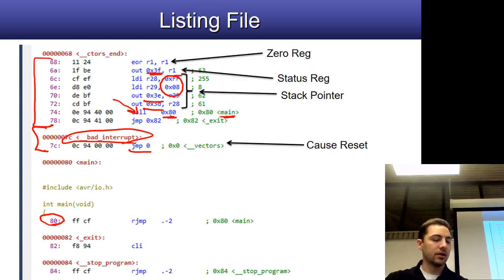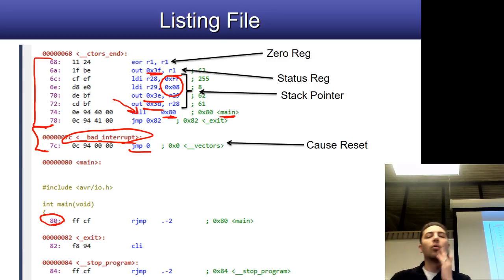Now, let me ask a question that might put this in context. What is the program counter when you first turn on power? It should be 0 every time. So if you jump to 0, that's basically the same as turning it off and on again. Okay? So jumping to 0 is kind of like resetting. So when you hit a bad interrupt, whatever that is, it says causes reset.